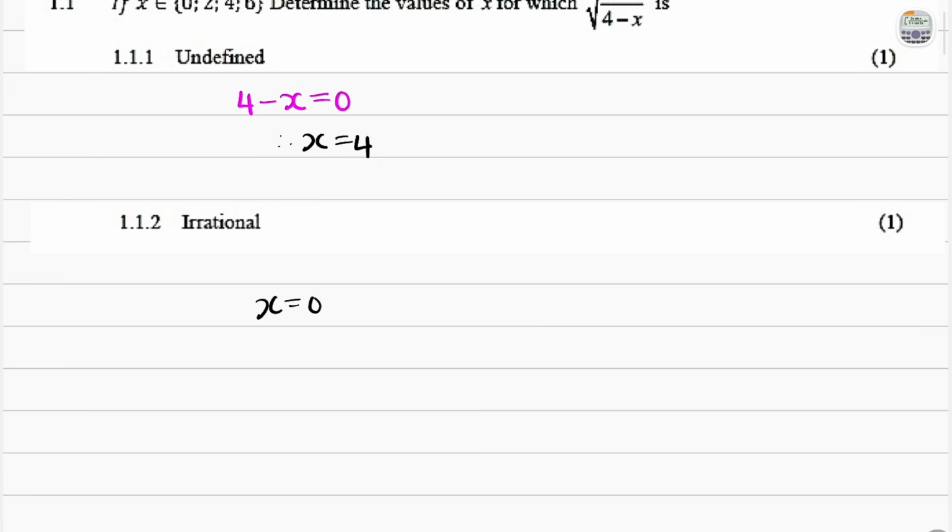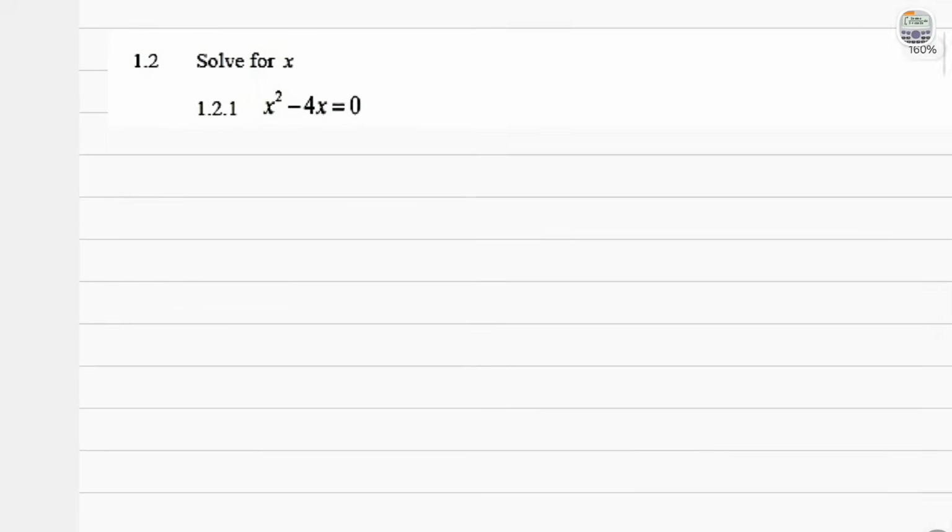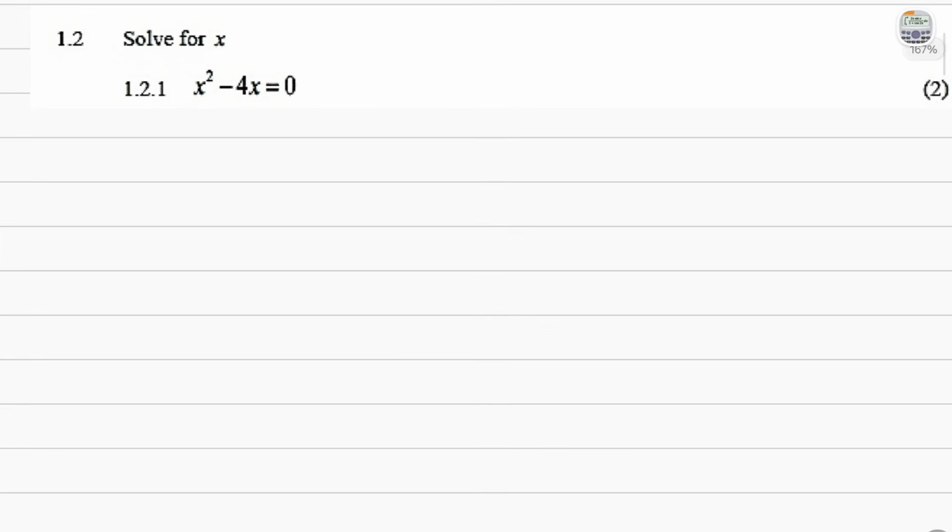Moving on to the next question. The next question, 1.2, says solve for x. And we have 1.2.1. We have a binomial, an expression on the left-hand side with 2 terms. Meaning we cannot use trinomial factorization, but we can still factorize. Do you see that in the first and the second term, we have a common factor of x. So take x out as a common factor, and what is left in the first term is x. What is left in the second term is minus 4, and that is equal to 0.